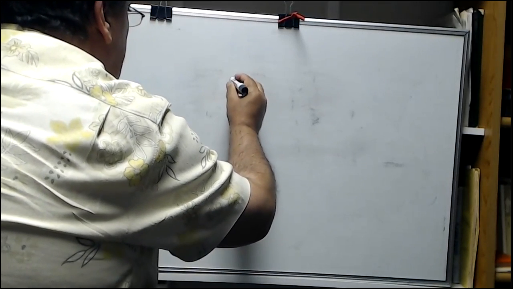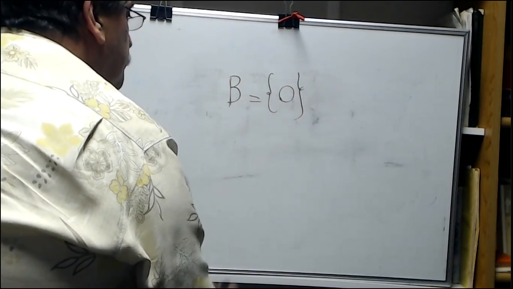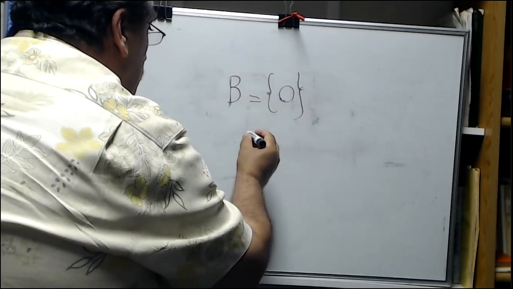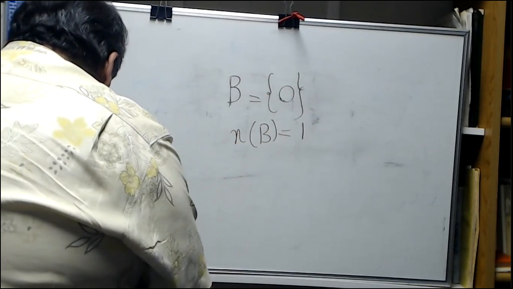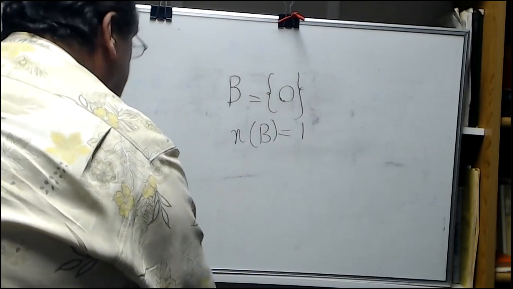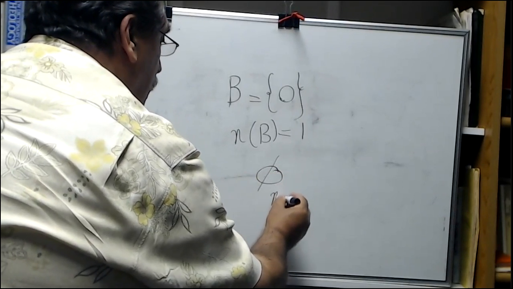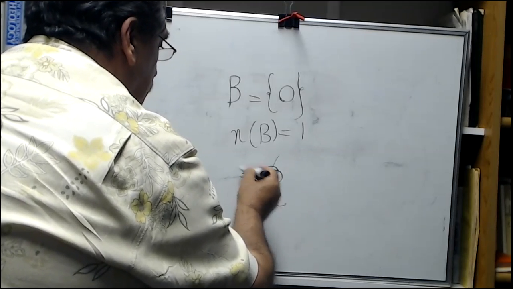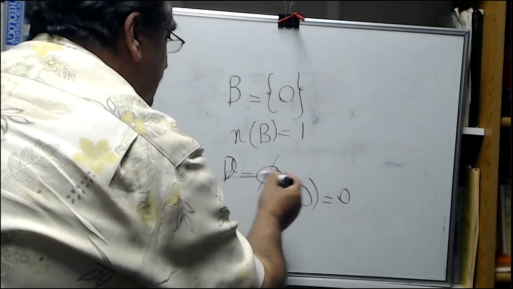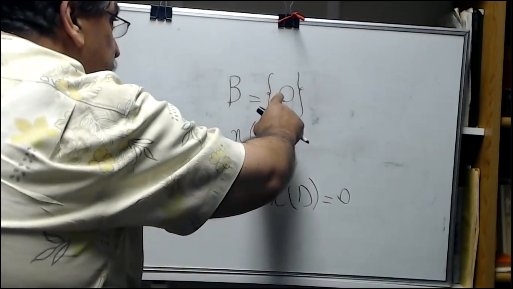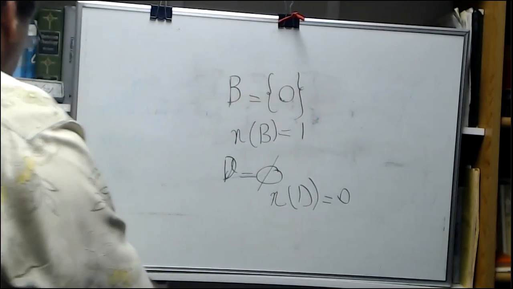Okay. We have set B, 0. Okay, what's the cardinal number? It has one element. 0 is a number. So the cardinal number n of B is 1. Then we have set D. We have a set which is an empty set. Null. This is the symbol for null or empty set. The cardinal number of this set, if we give it a name, D, n of D is 0, it's an empty set. Okay, but remember, 0 is a number. So if the set has only 0, its cardinal number is still 1.